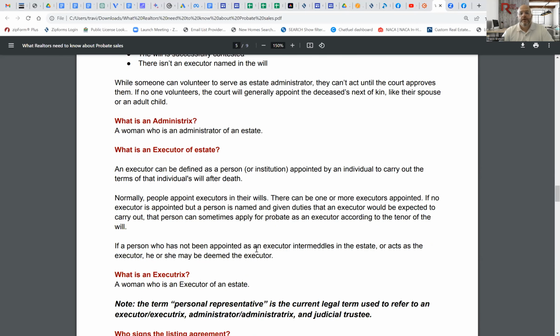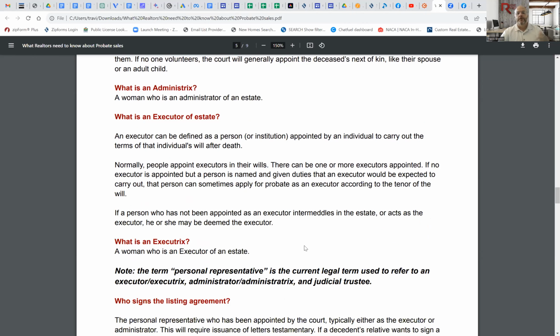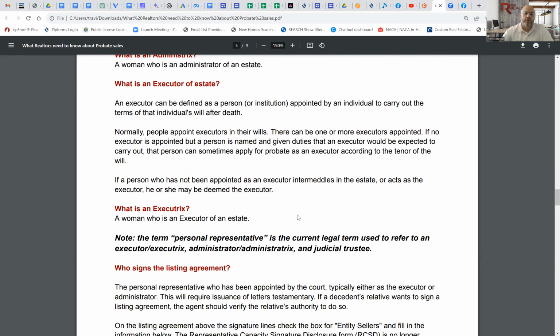If a person who has not been appointed as executor intermeddles in the estate or acts as executor, he or she may be deemed the executor. That would be executrix if it was a female. Note the term personal representative is the current legal term used to refer to an executor or executrix, administrator or administratrix, and judicial trustee. So if you see personal representative, that is the same thing. That is how they're referring nowadays to these titles.